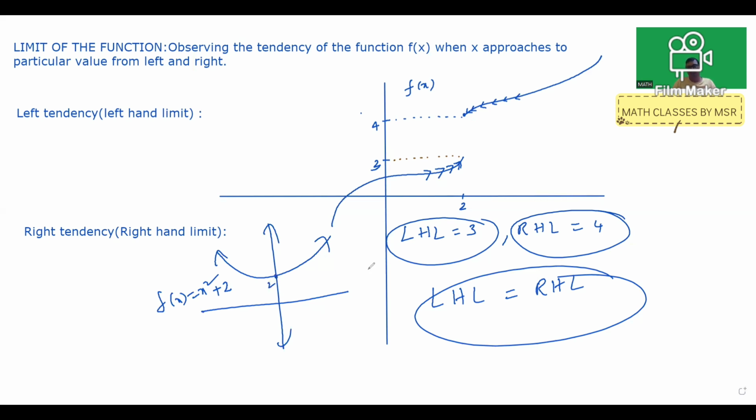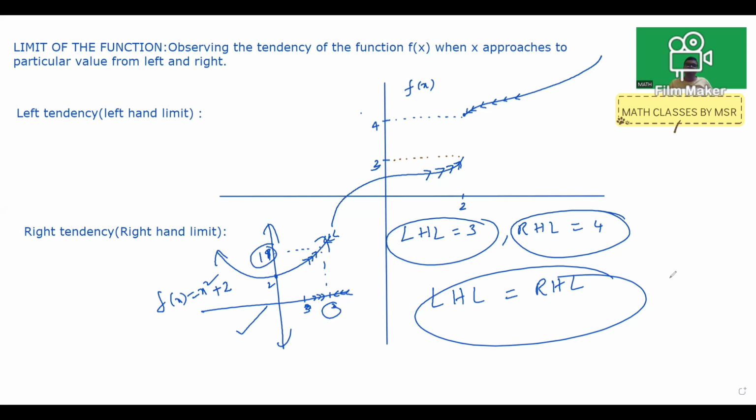Now if you see this graph, suppose at point 3 the value is approaching 9, 9 plus 2, 11. This is 11, suppose. Now from left and from right, the x value is approaching 3, and the value of the function is approaching 11, both from left and right. So here the limit exists because the left hand limit is equal to the right hand limit.